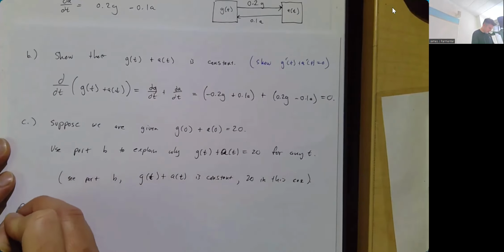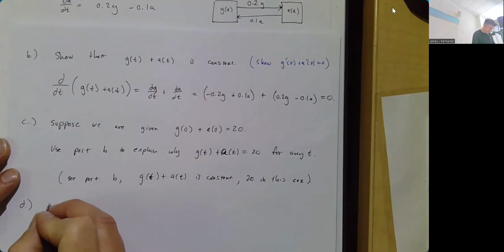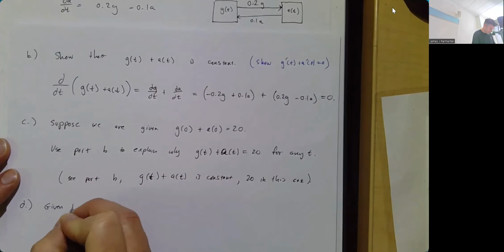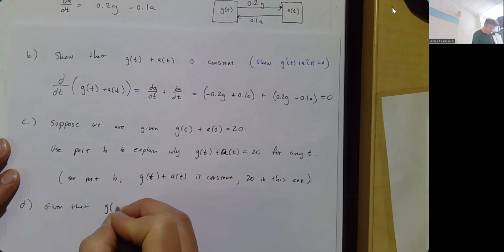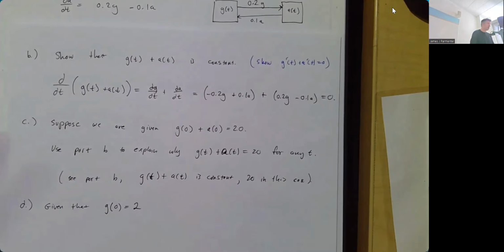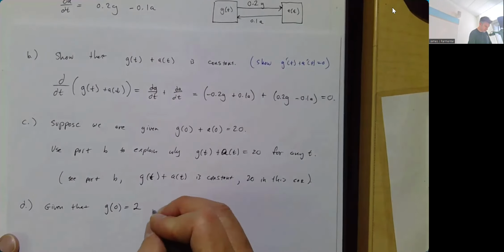So now, given that g of 0 is equal to 2, so the amount of gap at time 0 is 2 acres, let's solve the system.